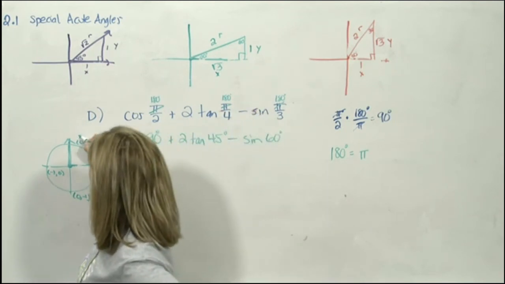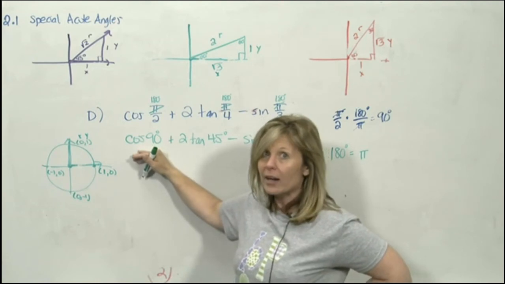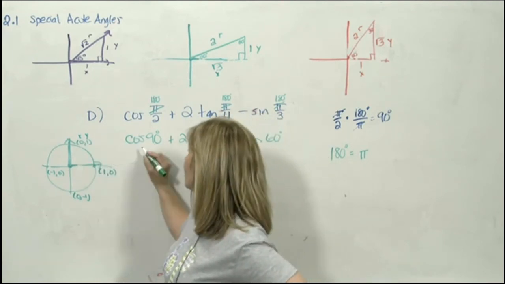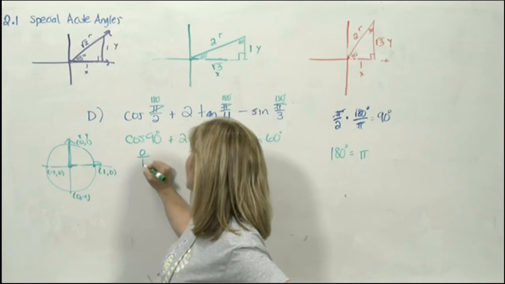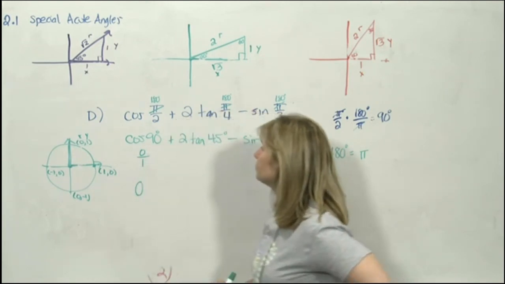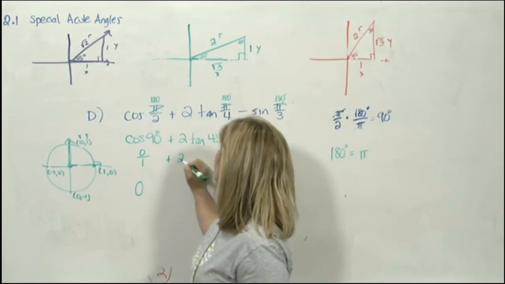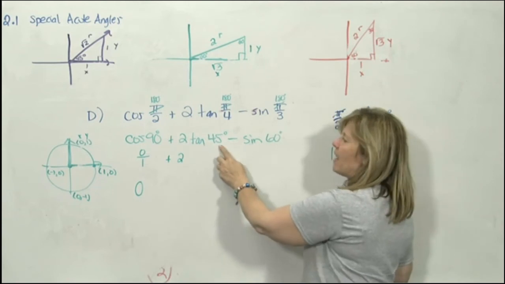This is your x value. This is your y value. Cosine stands for x over r. Our x value is 0, and on the unit circle, the radius is 1. So that just becomes a 0. Make sense? Plus 2.